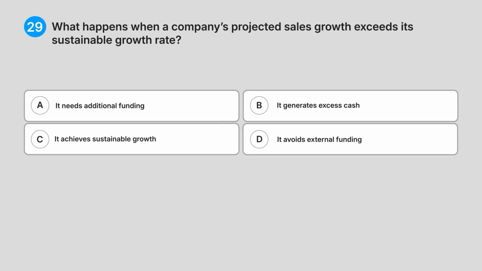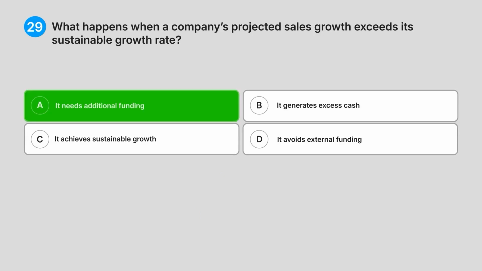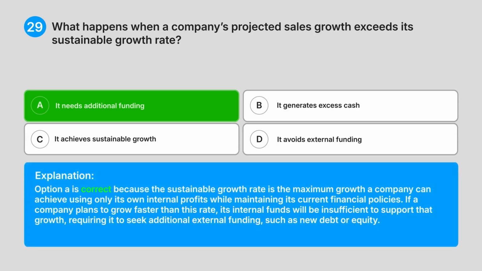Correct answer. A. It needs additional funding. Explanation. Option A is correct because the sustainable growth rate is the maximum growth a company can achieve using only its own internal profits while maintaining its current financial policies. If a company plans to grow faster than this rate, its internal funds will be insufficient to support that growth, requiring it to seek additional external funding, such as new debt or equity.